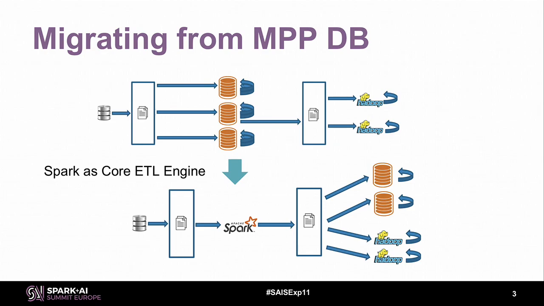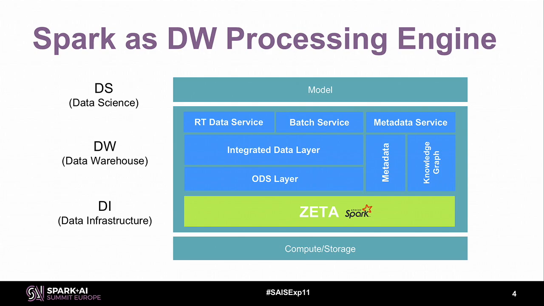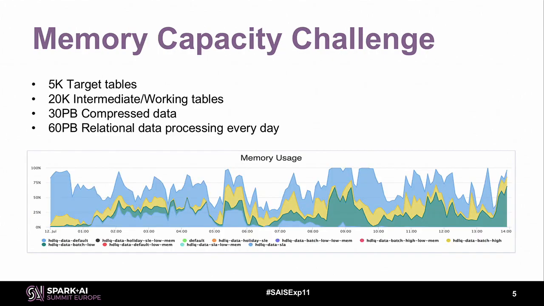Spark is becoming our central batch processing engine. In the long term, we are building the whole analytic software stack based on Spark, including streaming, batch, and machine learning, a lot of cool stuff. The data warehouse we are migrating is quite big. It holds eBay's 20 years of data, including 5,000 target tables and 20,000 intermediate tables.